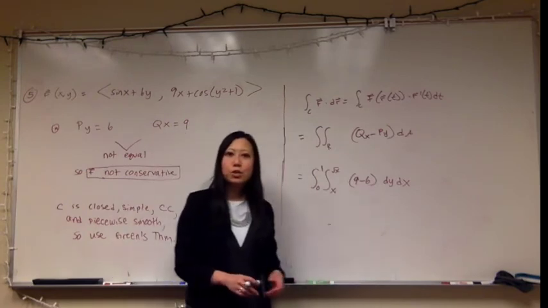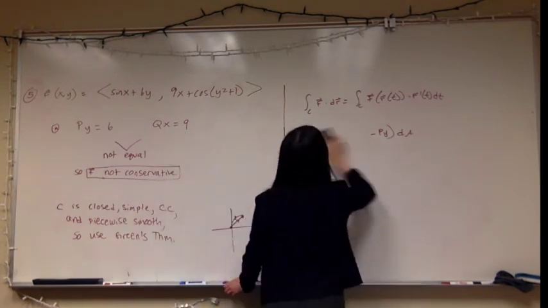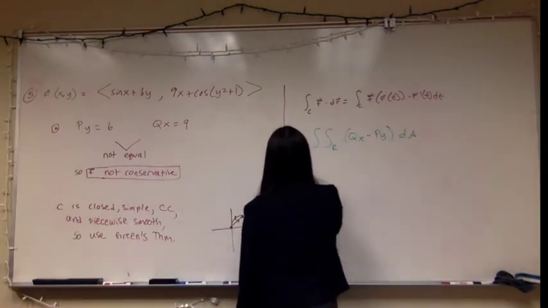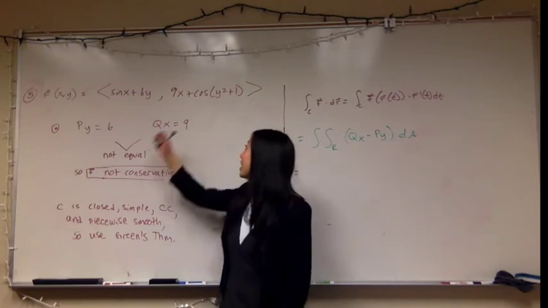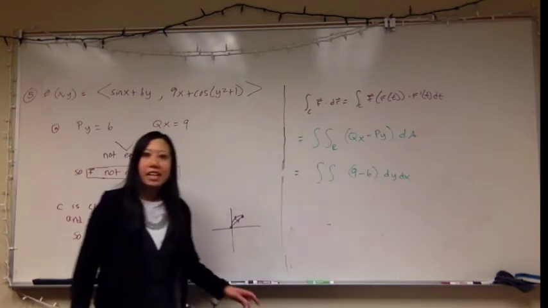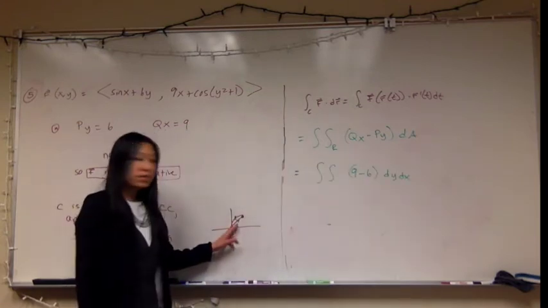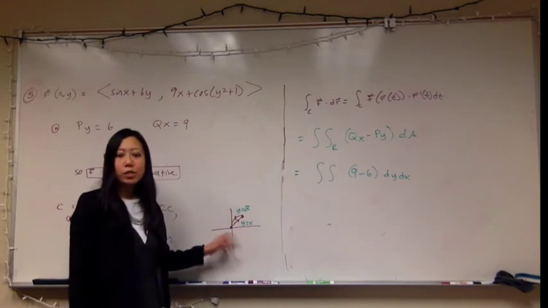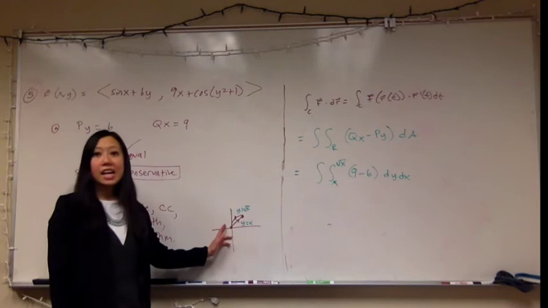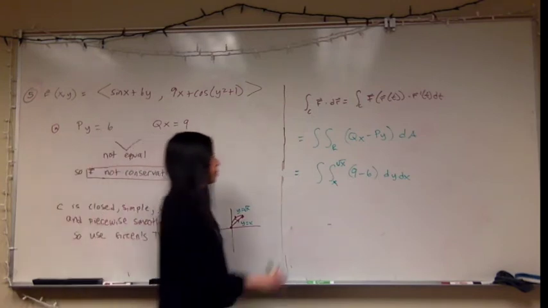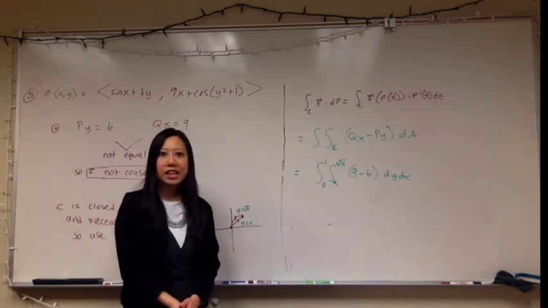Oh, I forgot to use green marker. Let me start over. Much better. So we have Q sub x minus P sub y, which is 9 minus 6. And now we look at our y bounds. Y is bounded below by y equals x and bounded above by y equals square root x. And x is between 0 and 1. Now we can go ahead and integrate that.